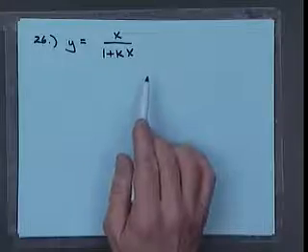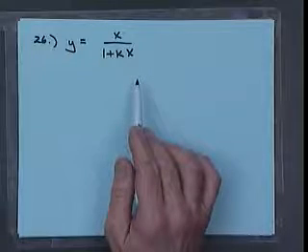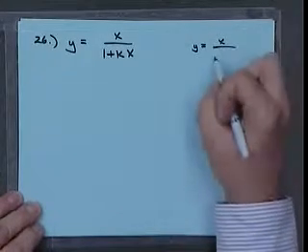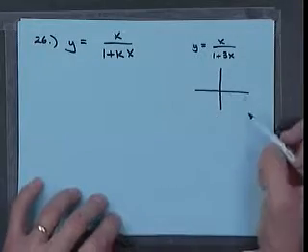Any ideas what this family of curves is? What would they look like? Just try to picture some different numbers in here for k. X over 1 plus 3x, x over 1 minus 5x. What would that look like? It's the thing with the asymptotes in it. It's got a vertical asymptote at negative 1/3.